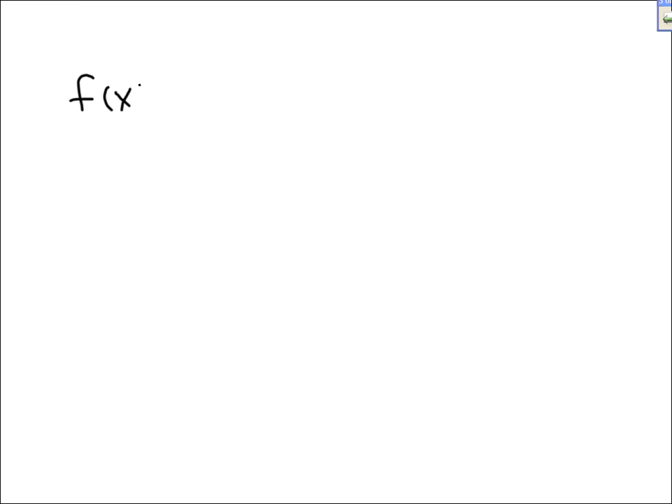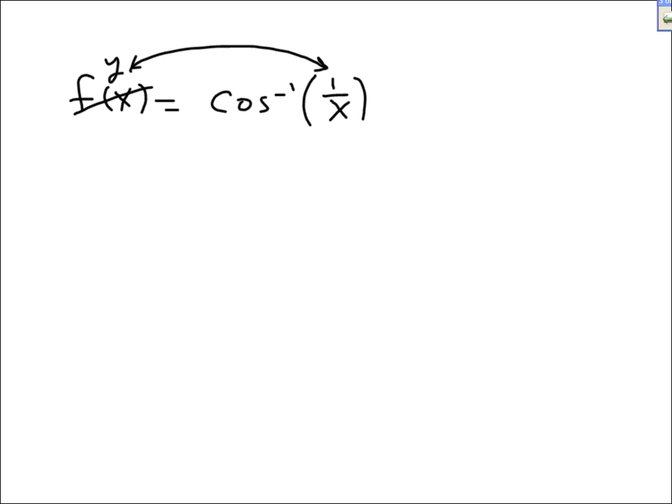F of x is cosine inverse 1 over x. Just remember that that's y. F of x and y, same. They're equal. Same meaning, different notation. Now, we want to interchange these. 1 over x is cosine of y. 1 over x is x to the negative 1. I bring it up, the exponent becomes negative 1. The 1 stays.